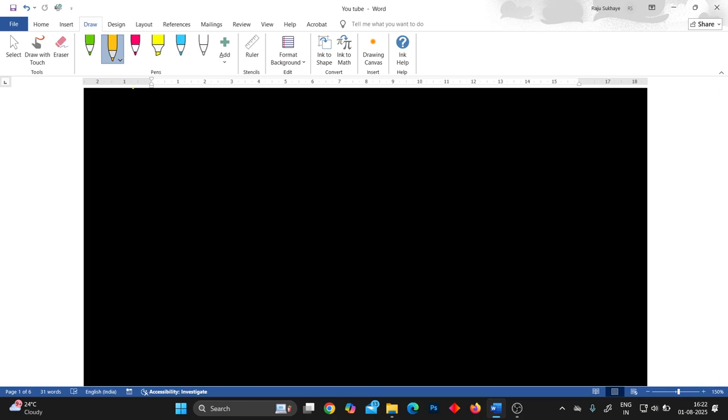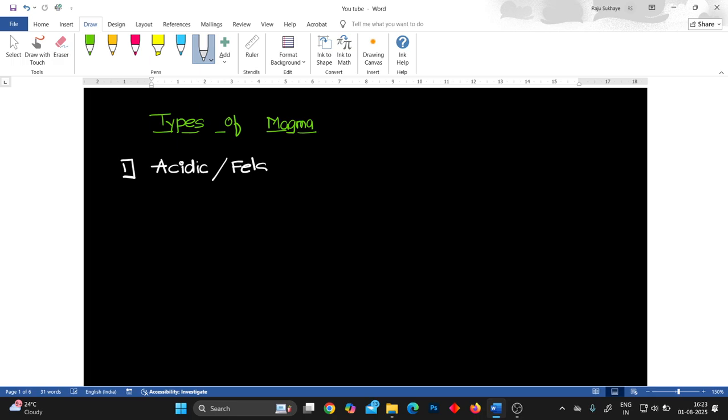How many types of magma are there? Into how many types has the magma been divided? The magma has been divided into two types. The first one is acidic magma. Another name for this acidic magma is felsic magma.